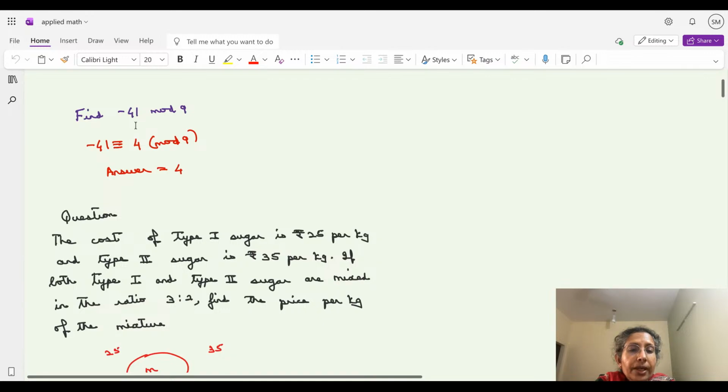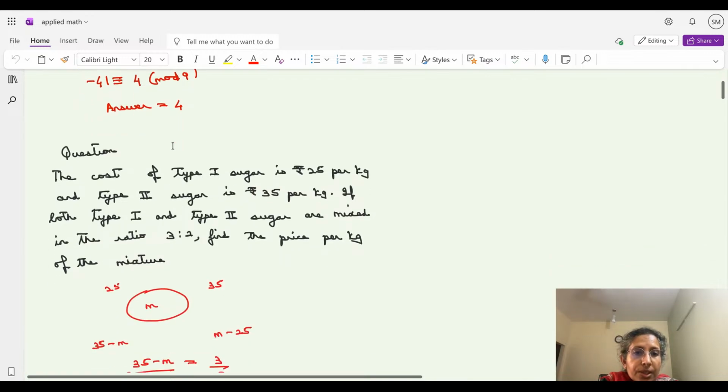So find minus 41 modulo 9. Now minus 41 is congruent to 4 modulo 9 because when do you say A congruent to B modulo C if C divides A minus B? So your answer will be 4 because minus 41 minus 4 will be minus 45, which is divisible by 9.